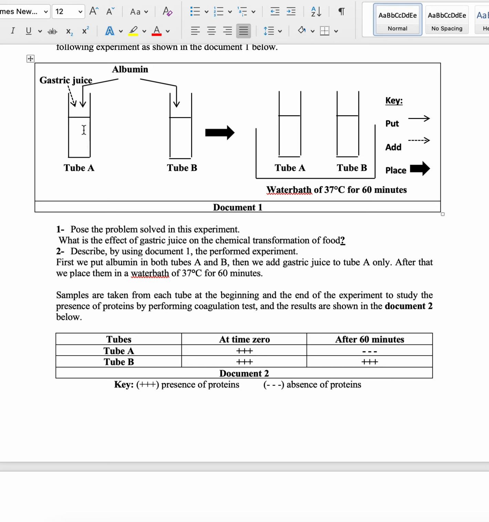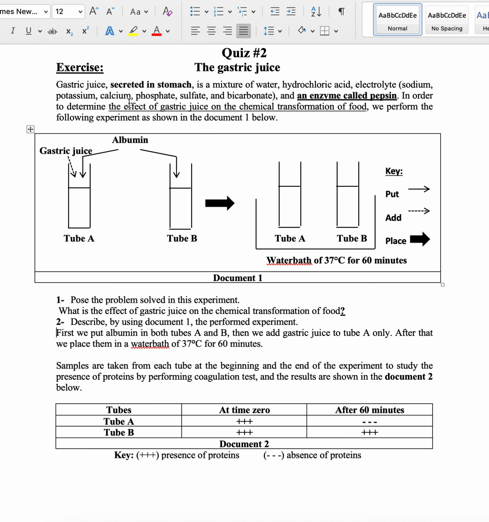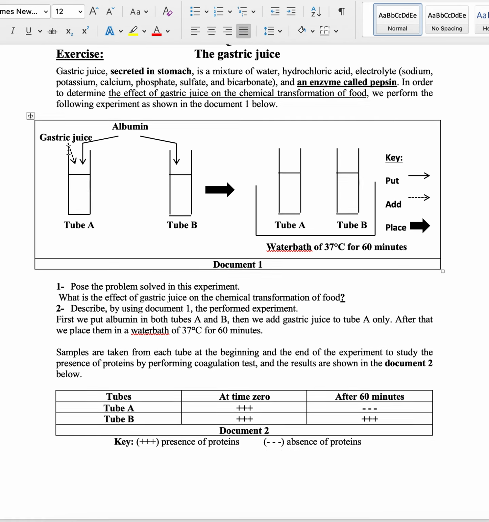So here the variable factor is the gastric juice, which is present here and absent here. So here I'm studying the effect of the gastric juice on the chemical transformation of food. Because of that, the variable factor is gastric juice, since I am studying the effect of gastric juice. So in this case the variable factor must be the gastric juice.